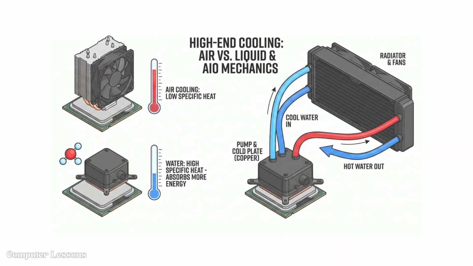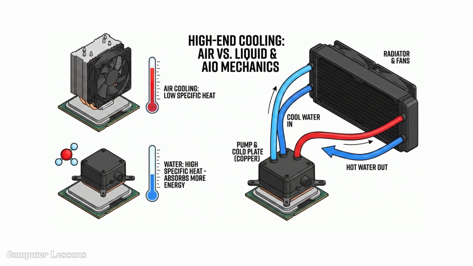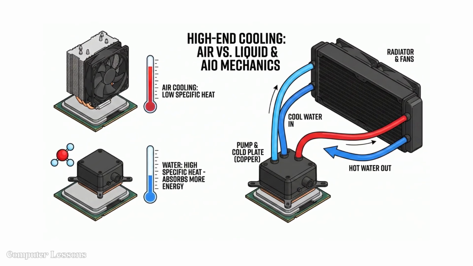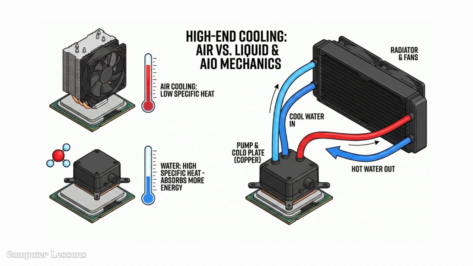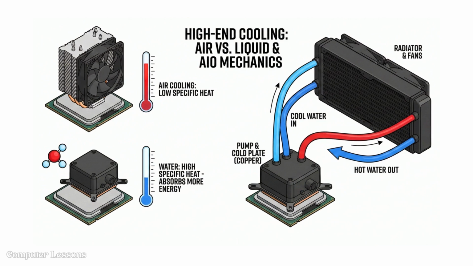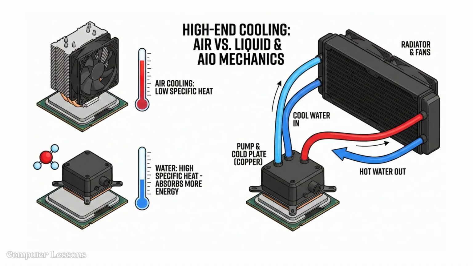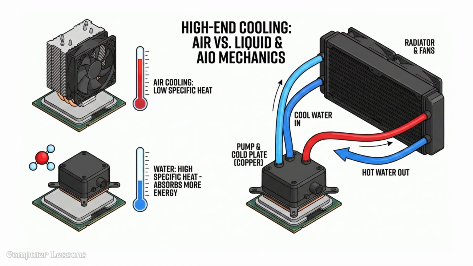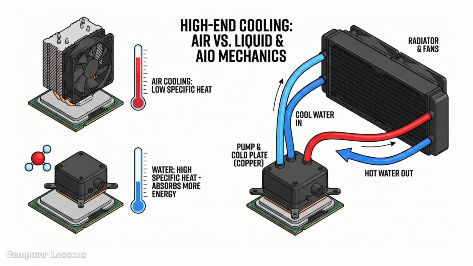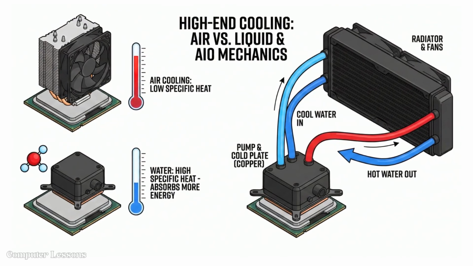For high-end systems, air cooling sometimes isn't enough, so we turn to liquid cooling. Water has a much higher specific heat capacity than air, meaning it can absorb significantly more energy before its temperature rises. In an all-in-one liquid cooler, a pump pushes water directly over a copper cold plate on the CPU.